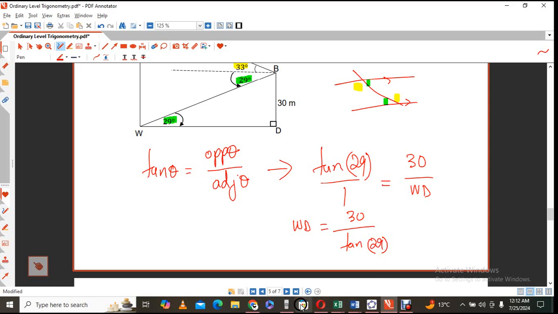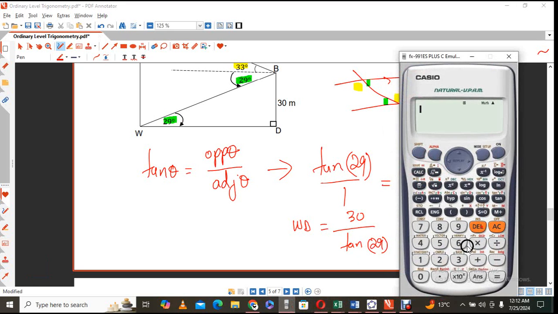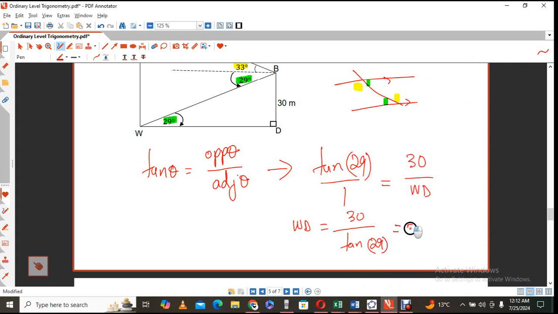Right, so let us find out what that is. We have 30 divided by the tangent of 29 degrees. Well, that gives us 54.1. So let's have that: 54.1 meters, and this is correct to three significant figures.